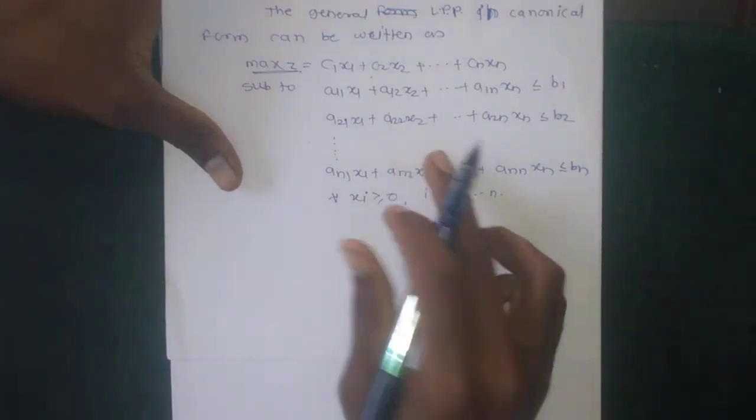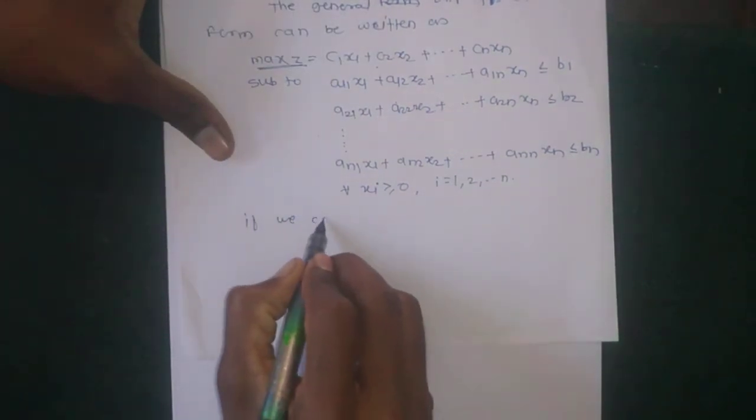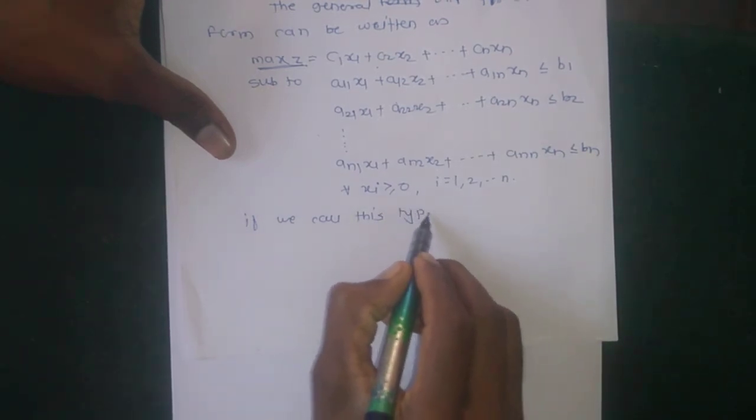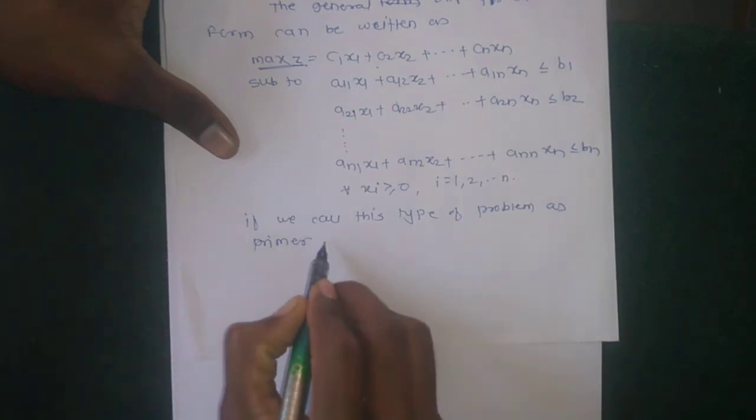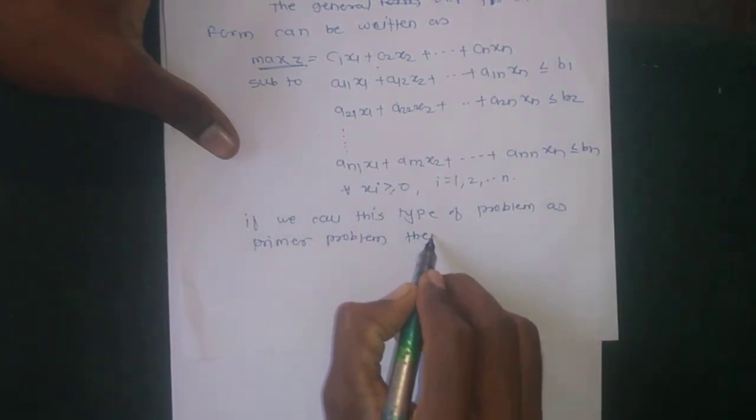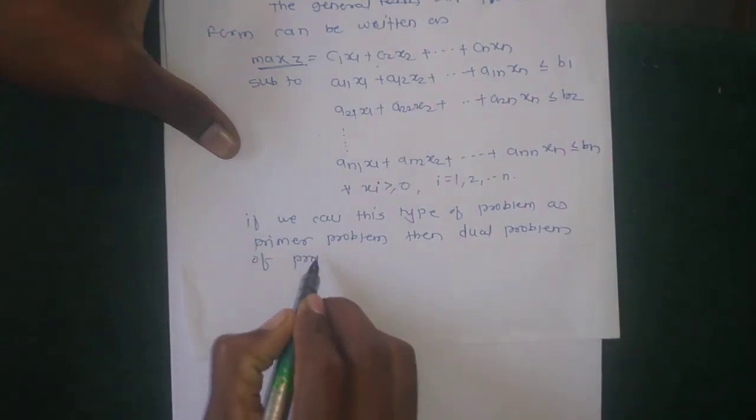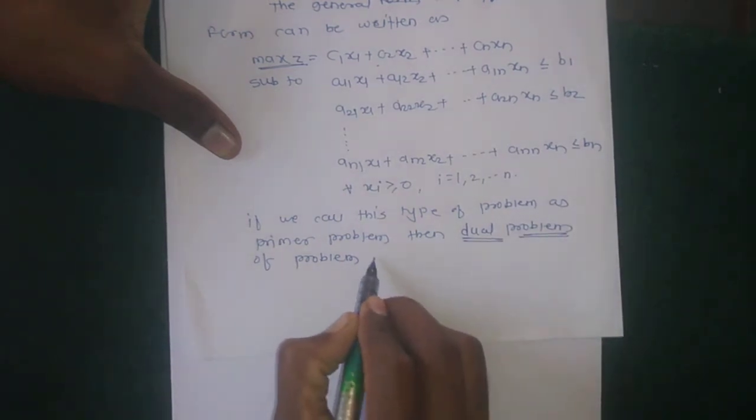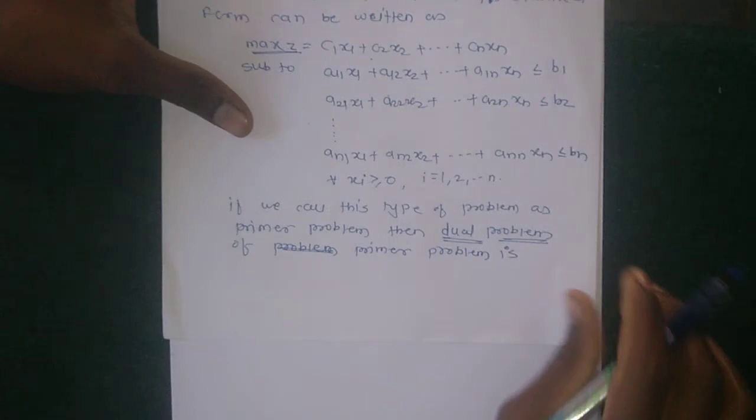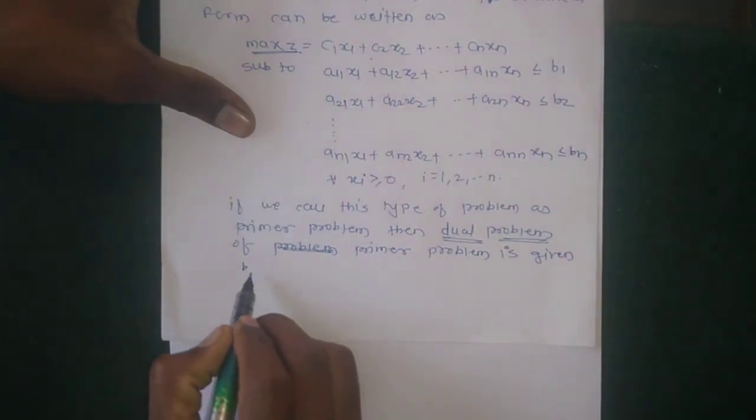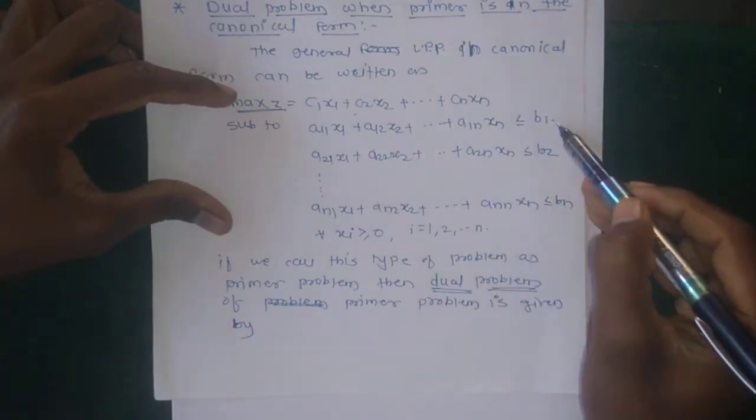Suppose we call this type of problem the primal problem, then the dual problem of the primal problem is given in this way. In the dual problem, we have b1, b2 up to bn.